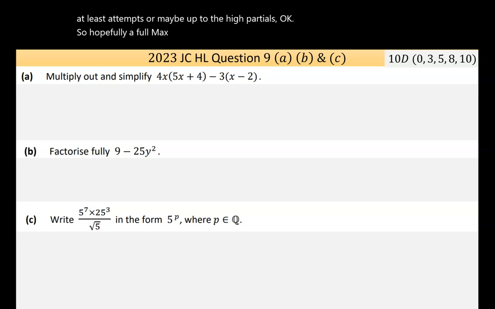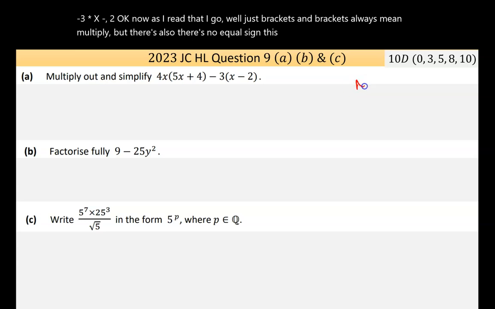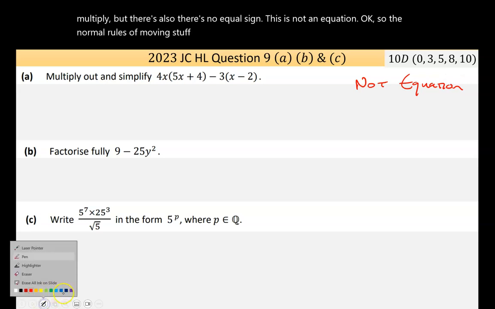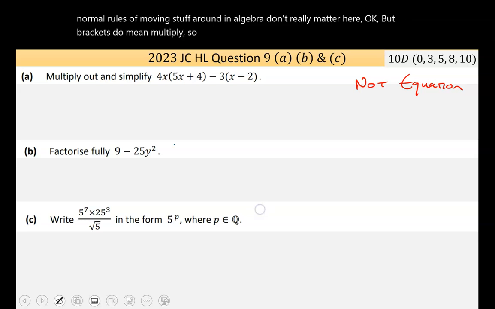Now, part A says multiply out and simplify 4x multiplied by 5x plus 4 minus 3 times x minus 2. Okay, now as I read that, I go, well, there's brackets, and brackets always mean multiply, but there's no equal sign. This is not an equation. So the normal rules of moving stuff around in algebra don't really matter here. But brackets do mean multiply, so let's go ahead and do that.